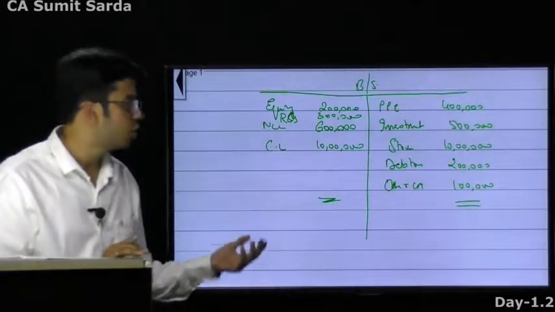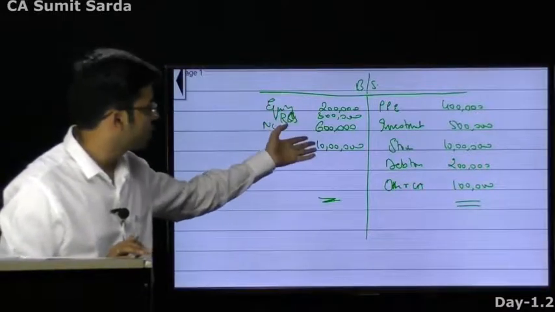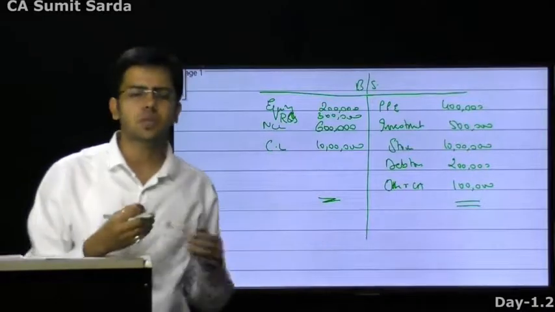What is the reason? Because we don't know. We don't have any information about the property, plant and equipment. We have no information about the investments, the stock, the debtors. We don't have any information about any of the items that are present in front of us.